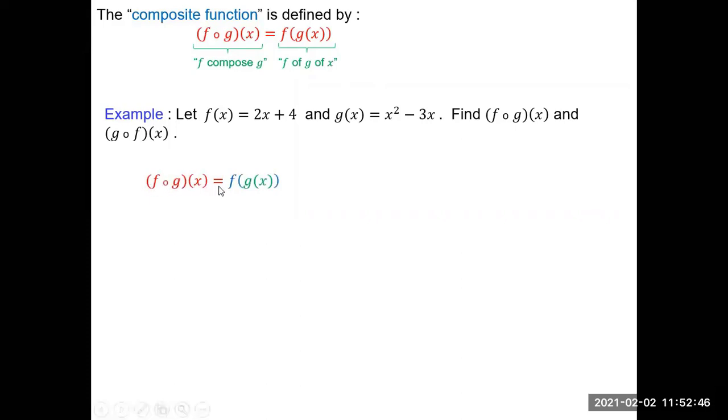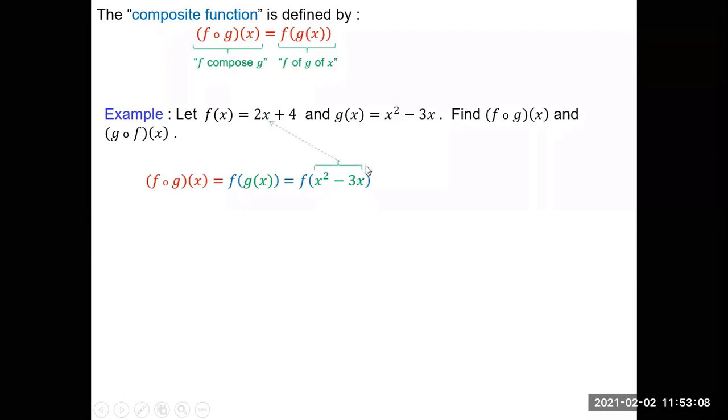Notice that f compose g of x means the same thing as f of g of x. So notice that g of x is x squared minus 3x. So the first step is just to recognize what the inside function is. So the inside function is x squared minus 3x. And now notice that that's the input that I'm plugging into the function f.